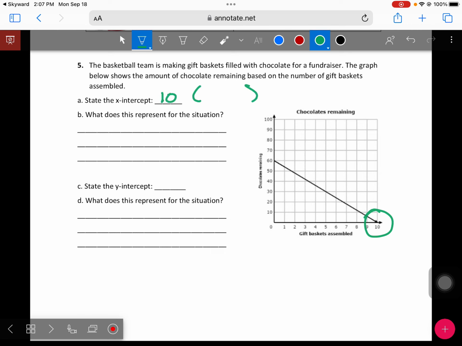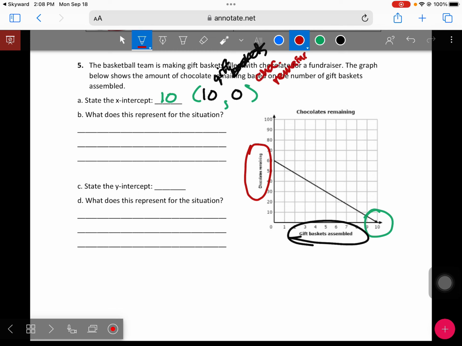If I had to write that as an ordered pair, which I think is helpful when you do, how would I write that as an ordered pair? 10, 0. Now, 10 is my x coordinate, and that is gift baskets. So right up here, it stands for gift baskets. 0 is your y coordinate. The units on the y coordinate is chocolates remaining.